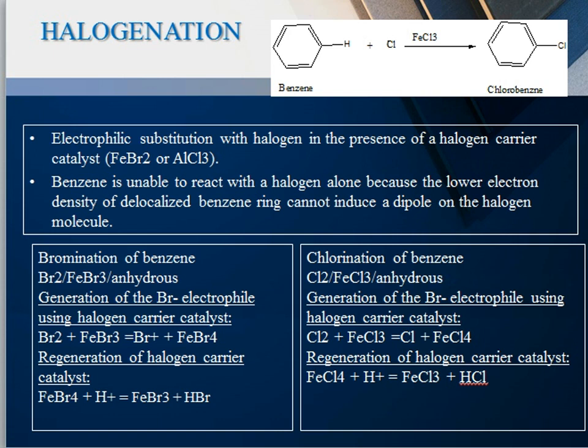So here is the mechanism of the reaction, briefly, the bromination of benzene and chlorination of benzene. The catalysts which are used are also anhydrous, and it first makes the positive charge on bromine, and then there is regeneration of the halogen carrier catalyst.